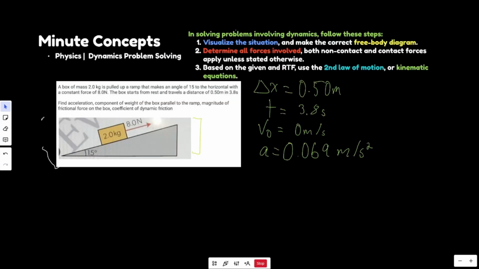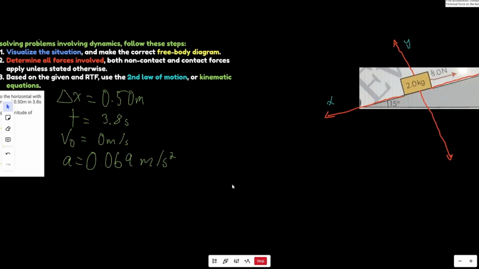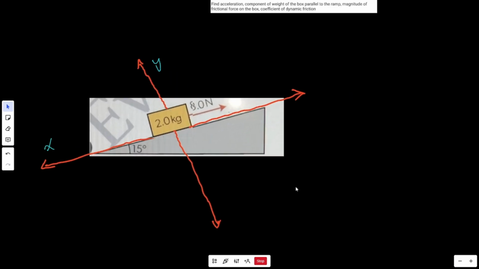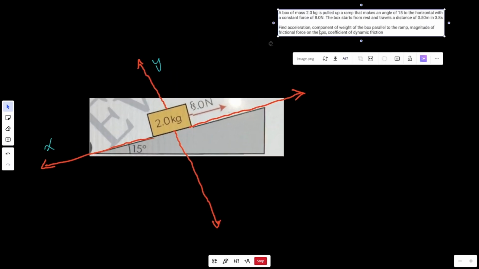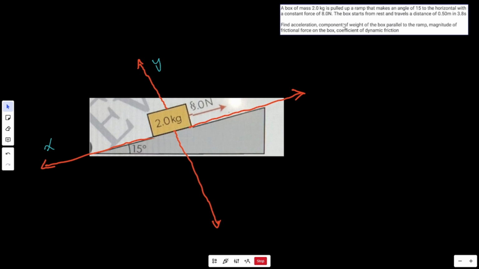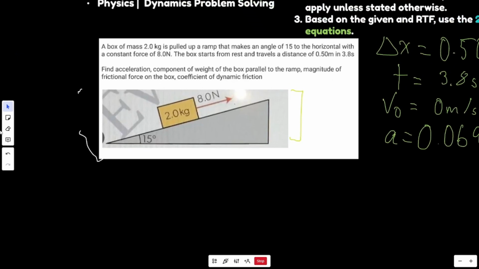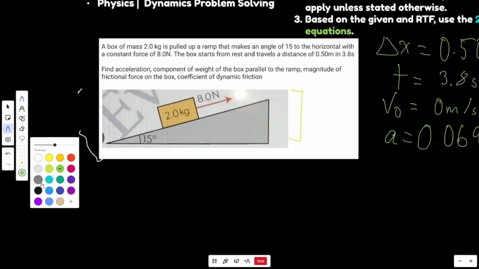Now that we've gotten our acceleration, we need to find the next RTF, which is the weight of the box parallel to the ramp, or the component of weight which is parallel to the ramp. As you can see now on the screen, I've made a new version of our drawing. Why did I draw it like this? This is our new Cartesian plane. So our original would probably look like this.